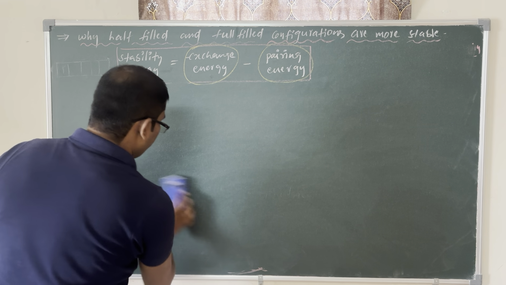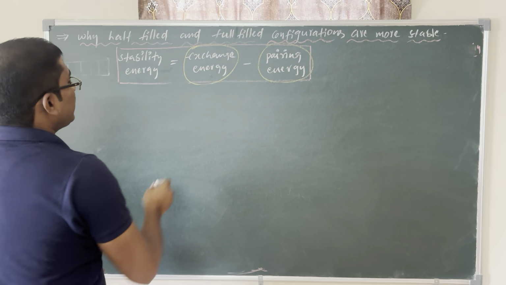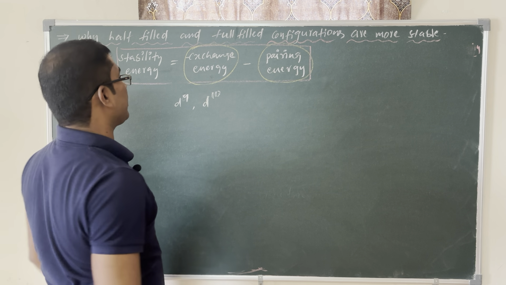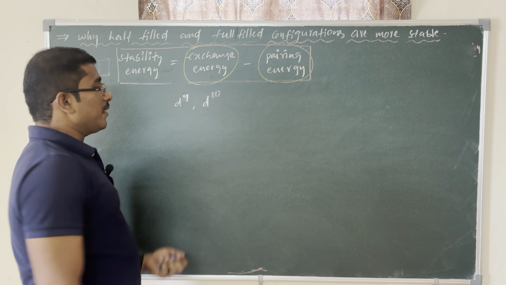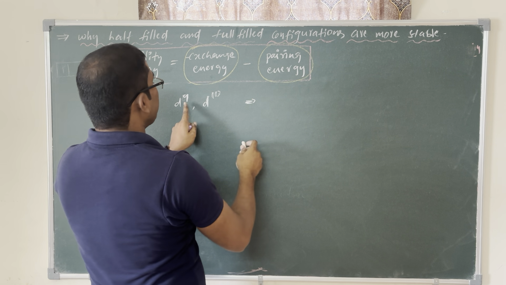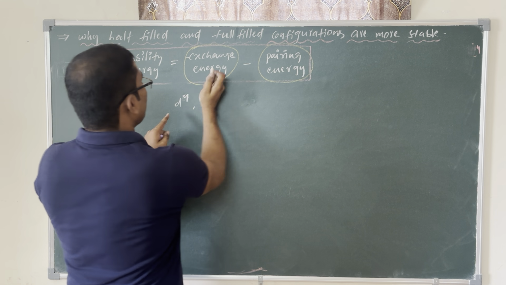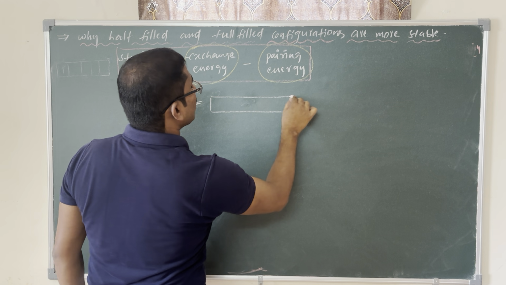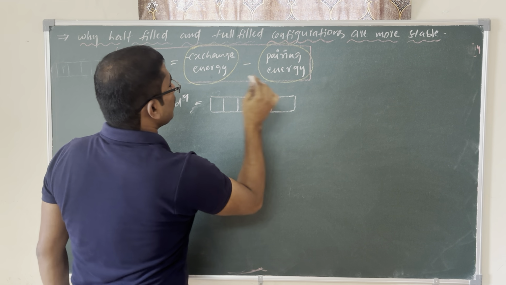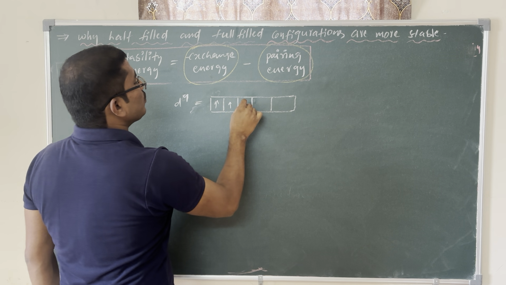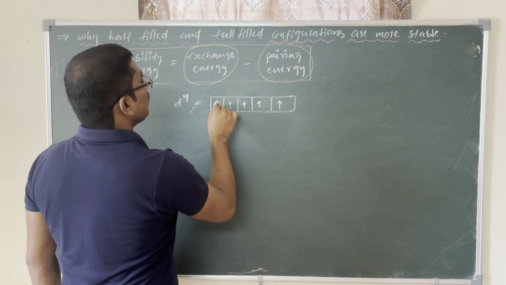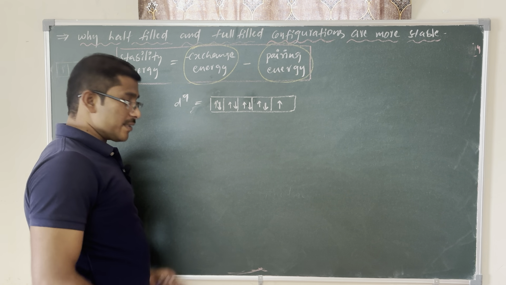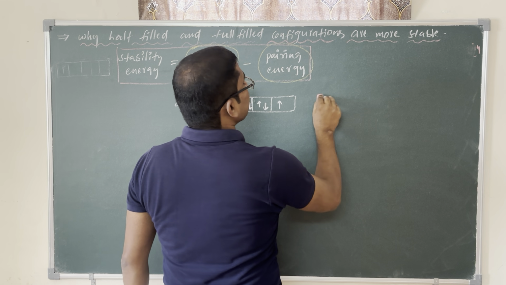See here, you have to do the same thing for D9 and D10 configurations. If you take D9 configuration, total only D9 I am taking here. Total how many electrons are there, students? Here 1, 2, 3, 4, 5, 6, 7, 8, 9 electrons I am taking. 9 electrons. Can I calculate what is the exchange energy for this one?